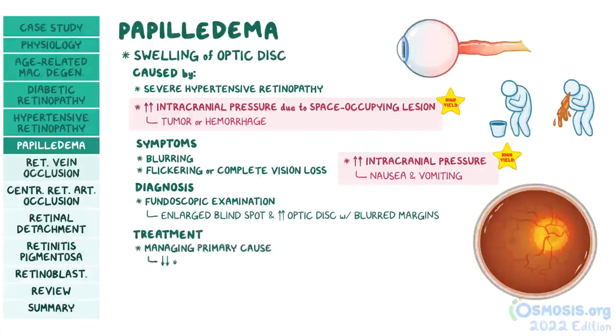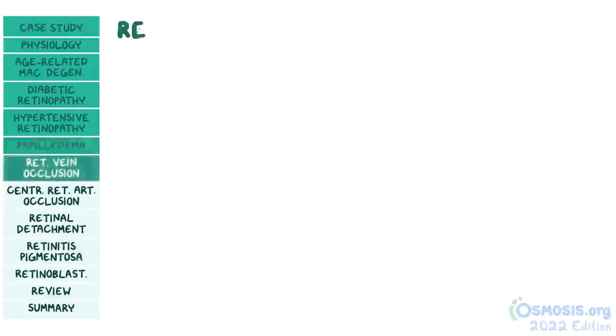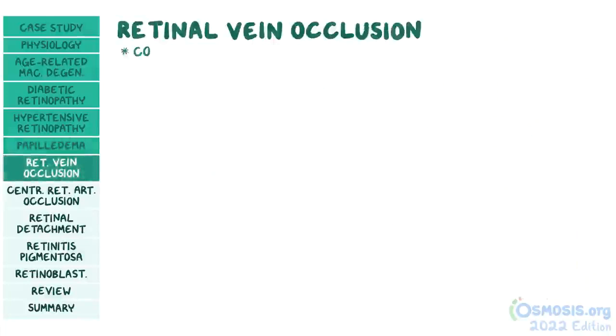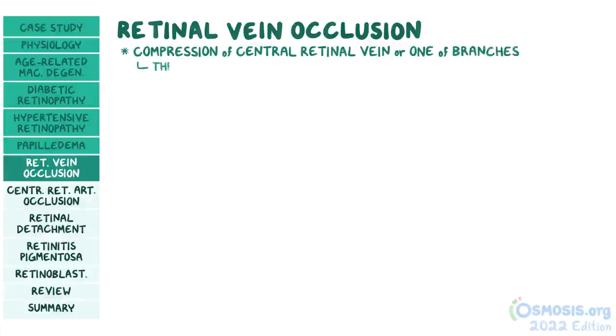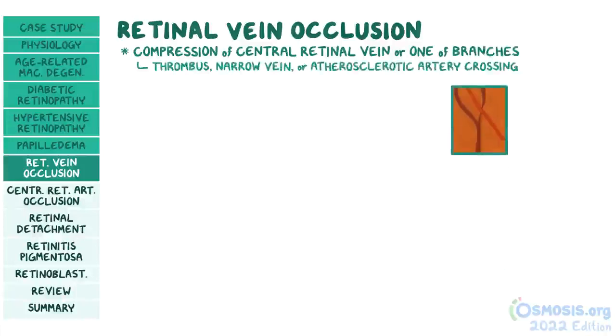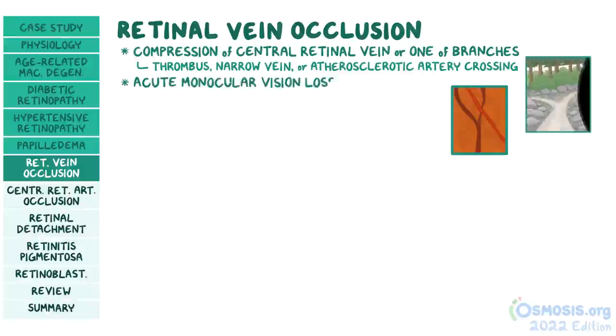If a reduction of intracranial pressure is needed, diuretics and antihypertensives are commonly used. Next, retinal vein occlusion refers to the compression of the central retinal vein or one of its branches due to a thrombus, a narrow vein, or from an atherosclerotic artery crossing it. This manifests as an acute monocular vision loss.